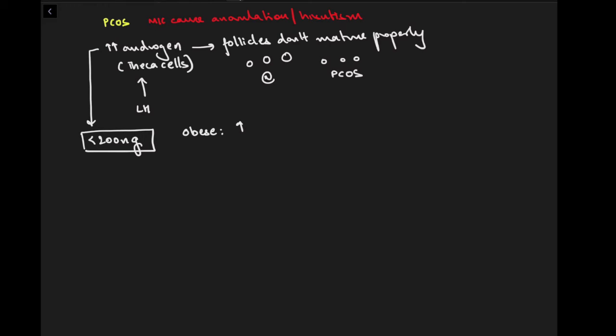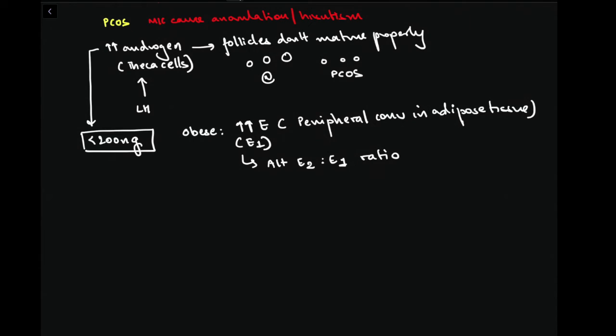nanograms. In obese patients, what happens is that there is increase in estrogen as well due to the peripheral conversion in adipose tissue. All right, and this is E1, that is estrone. There is alteration in E2 is to E1 ratio. Normally, the ratio is 2 is to 1, but in PCOS, it is 1 is to 2. Right, it's due to the increase in estrone.